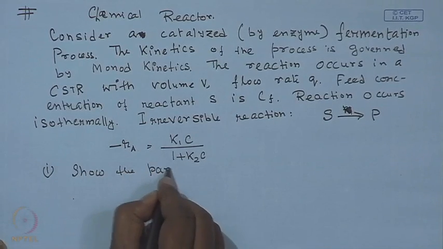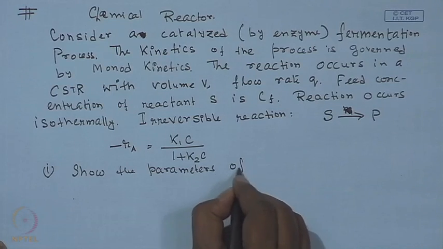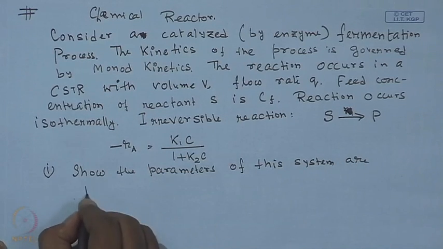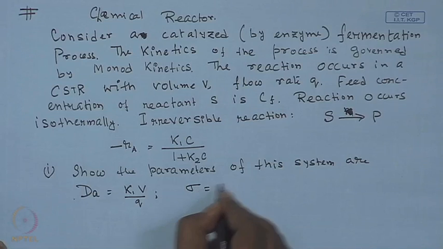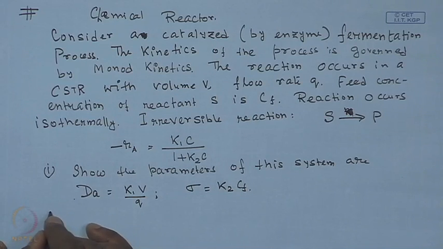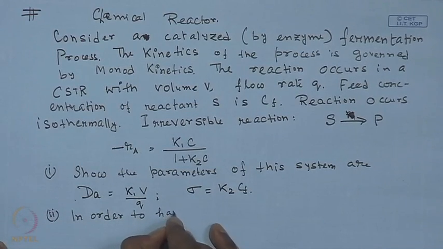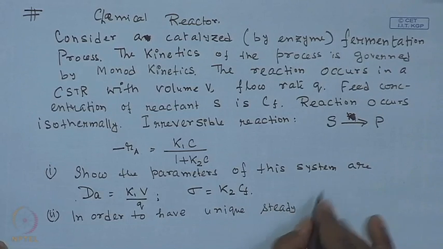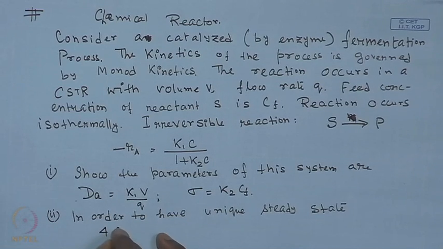the parameters. Parameters are the combination of values of the operating conditions. Parameters of these systems are dA, that is called Damkohler number, K1 V by Q, and sigma, K2 times CF, and we have to show that in order to have a unique steady state, the relationship of the parameters should exist.